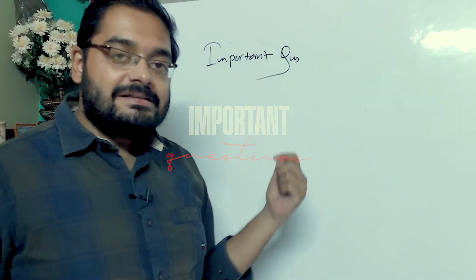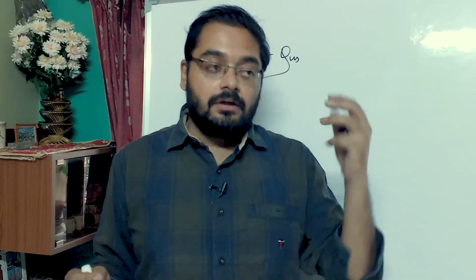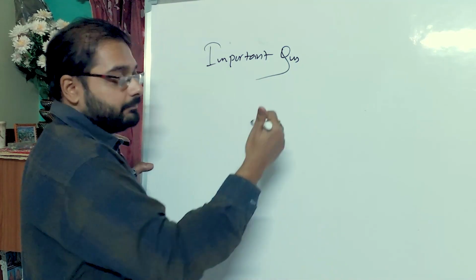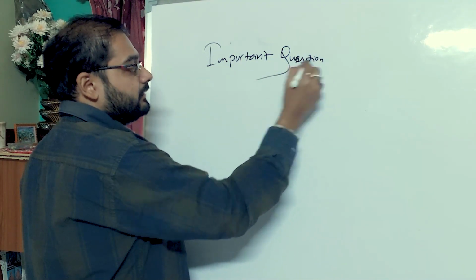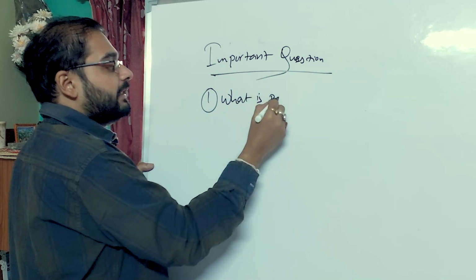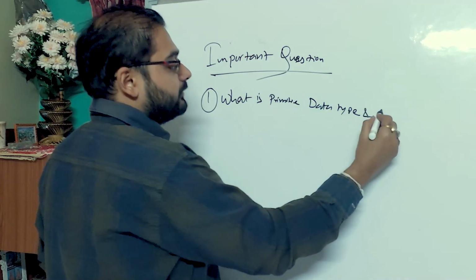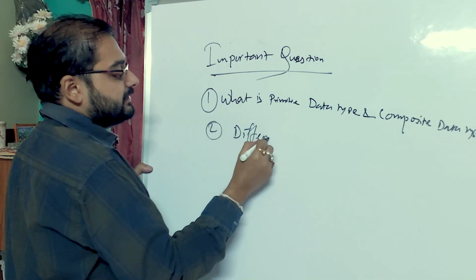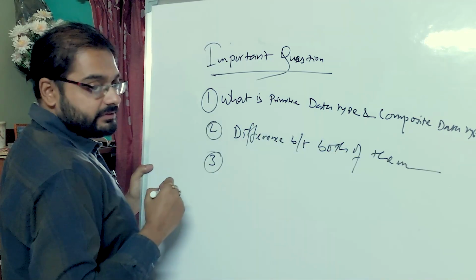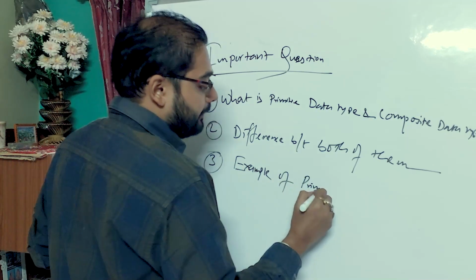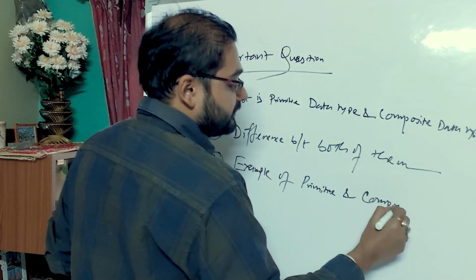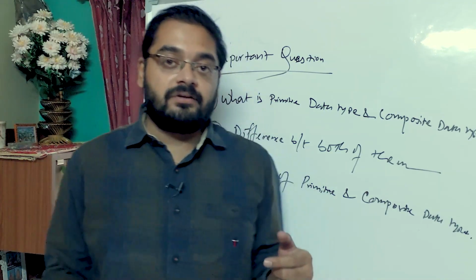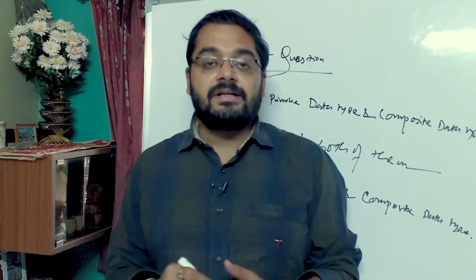Now I can write here the important questions from this part that help you for your exam. Important question number 1, what is primitive data type and composite data type? Number 2, the difference between both of them. Number 3, examples of primitive and composite data types. These 3 questions are very important for your school exam as well as your board exam.